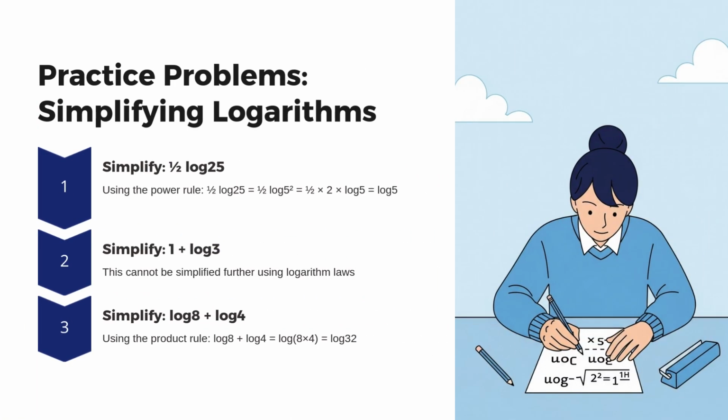Practice problems. Simplifying logarithms. Simplify 1 over 2 log 25. Using the power rule, 1 over 2 log 25 equals 1 over 2 log 5 squared equals 1 over 2 times 2 log 5 equals log 5. Simplify 1 plus log 3. This cannot be simplified further using logarithm laws. Simplify log 8 plus log 4. Using the product rule, log 8 plus log 4 equals log of 8 times 4 equals log 32.